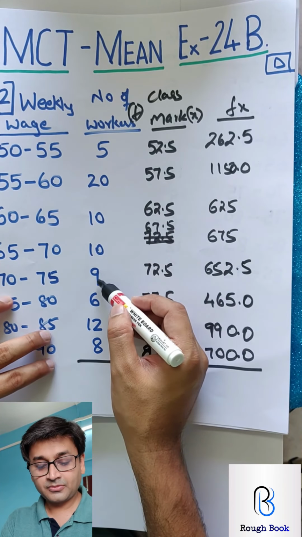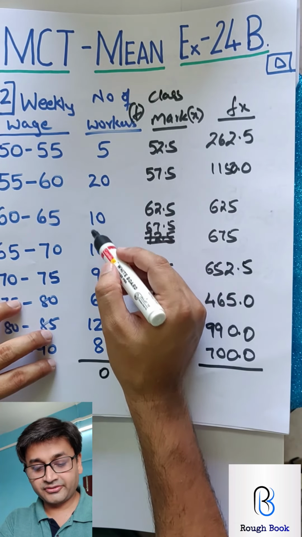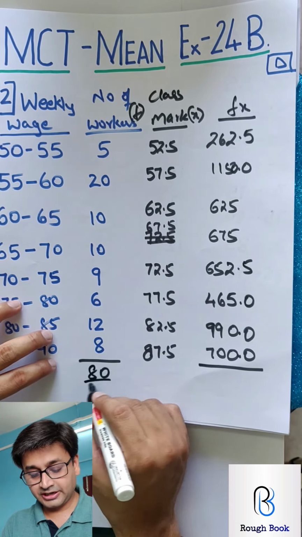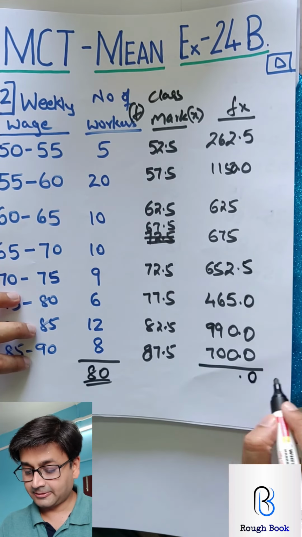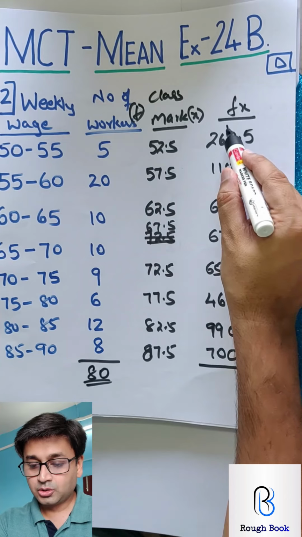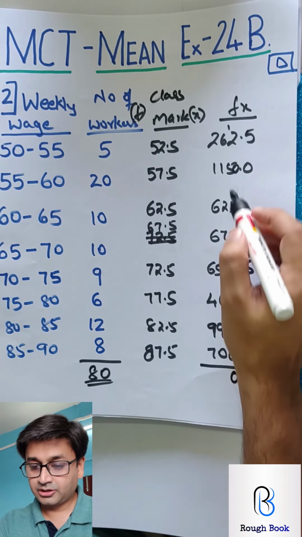Let's add this. 5 plus 9, 14, 20, 30. So I get 3. 4, 5, 6, 7, 8. So 80. This side, what do I get? So decimal, 5 plus 5, 10. So 1 carried over. 2, 3, 13, 14, 15, 20. So again 2 carries over.